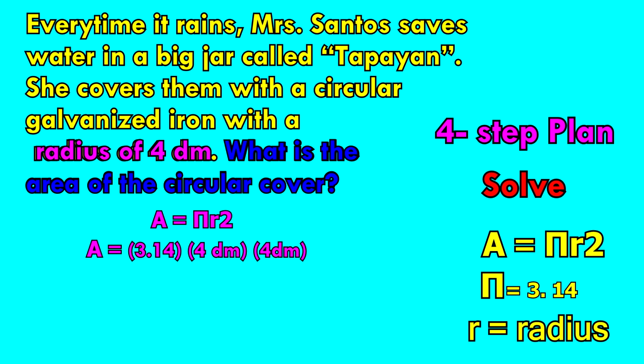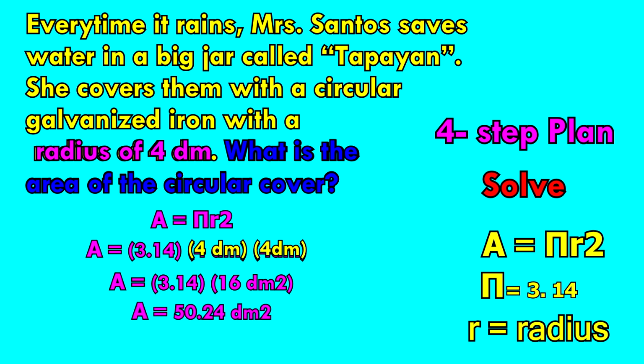First thing, we need to multiply 4 decimeter times 4 decimeter. So, A is equal to 3.14 times 4 times 4, 16. Decimeter times decimeter is decimeter squared, so 3.14 times 16 decimeter squared. Now, we can multiply the pi and the value of the radius. So the area is equal to 50.24 decimeter squared.